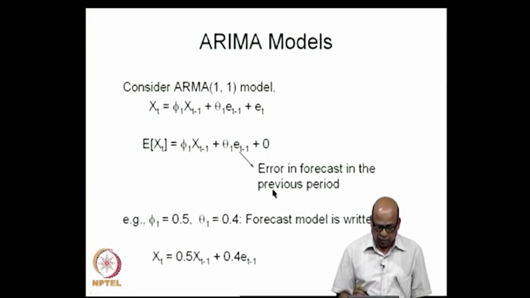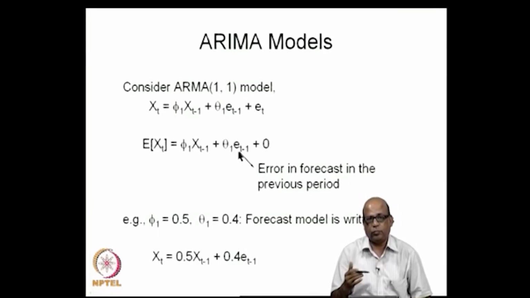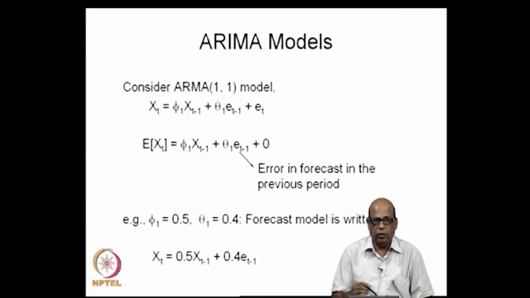So, this is the error in forecast in the previous time period. You had applied this in the previous time period, compared it with the actual data for the validation period, and then you obtain this E t minus 1. And therefore, that is a known value, and when you take the expected value of a constant, if you recall, it will be the constant itself. Let us say, for example, phi 1 is equal to 0.5 and theta 1 is equal to 0.4 as we considered earlier. We write this as x t is equal to 0.5 x t minus 1 plus 0.4 E t minus 1.